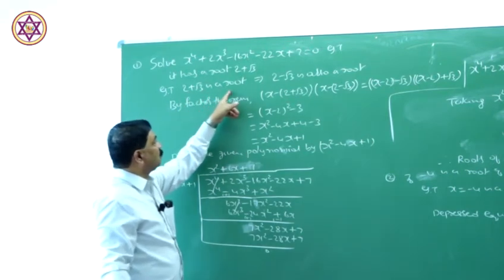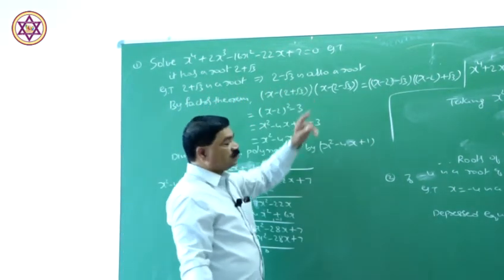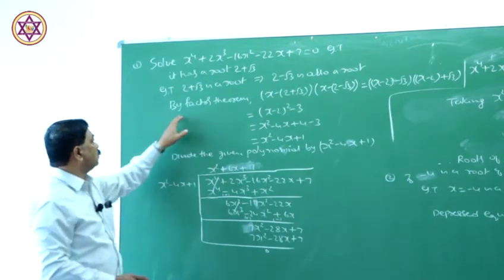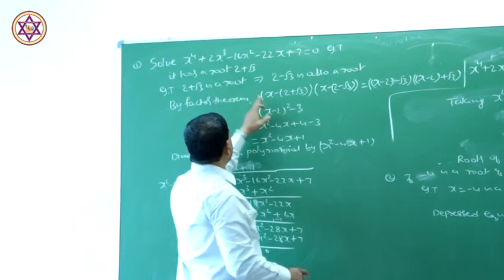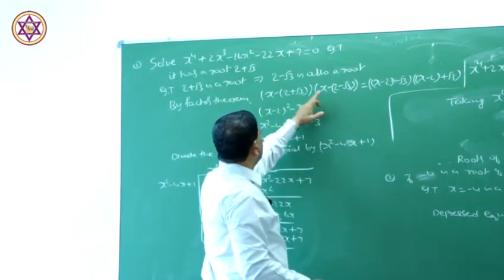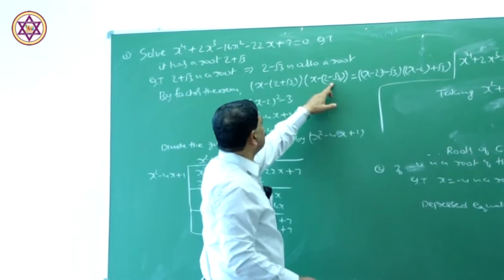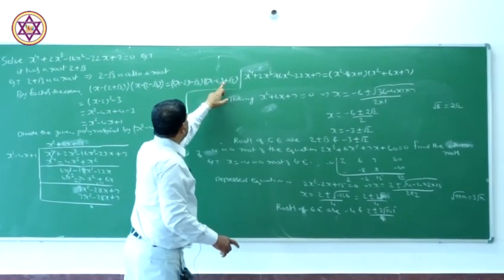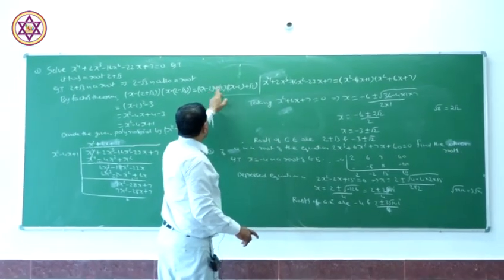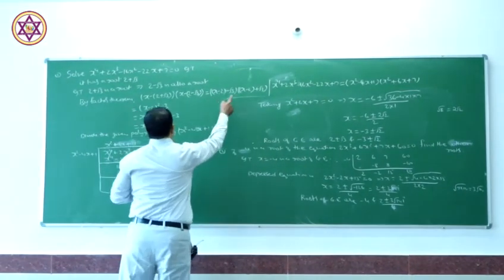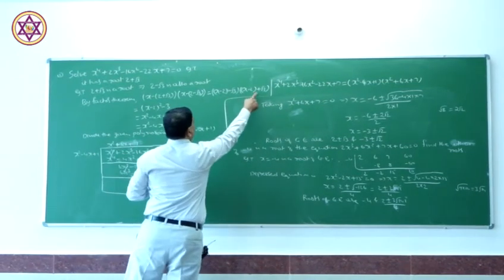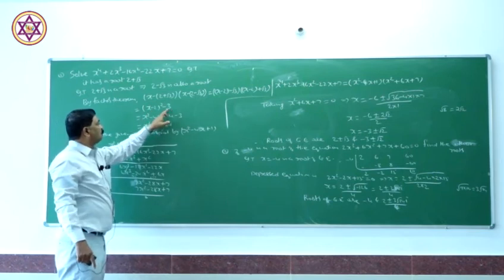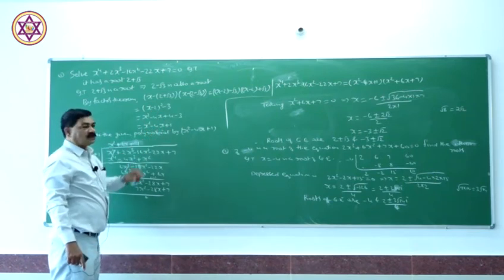2 plus root 3 is a root, which implies 2 minus root 3 is also a root, because irrational roots occur in pairs. So by the factor theorem, this can be written as (x minus 2 minus root 3)(x minus 2 plus root 3). This is of the form (a minus b)(a plus b). So (x minus 2) whole squared minus (root 3) whole squared, which means 3. Expanding this, x squared minus 4x plus 4 minus 3, so x squared minus 4x plus 1.